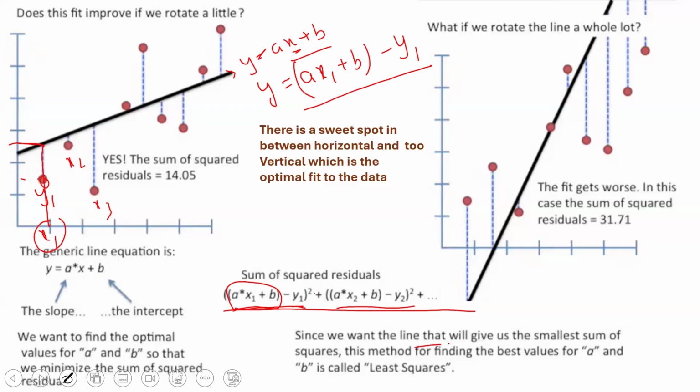Since we want the line that gives us the smallest sum of squared residuals, this method of finding the values of a and b is called least squares, because we are trying to find the smallest sum of squares. The smallest sum of squares is nothing but least squares. So this method is called the least squares method.